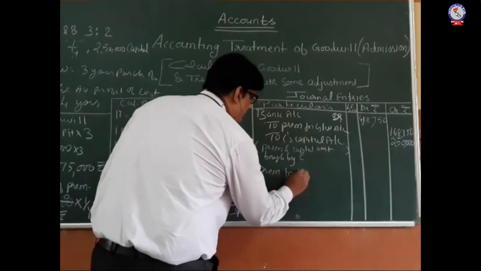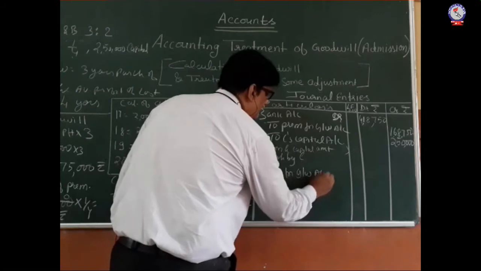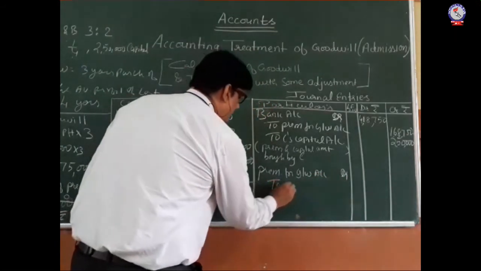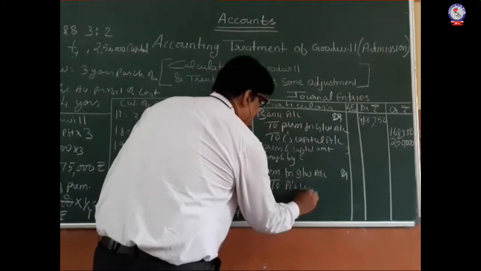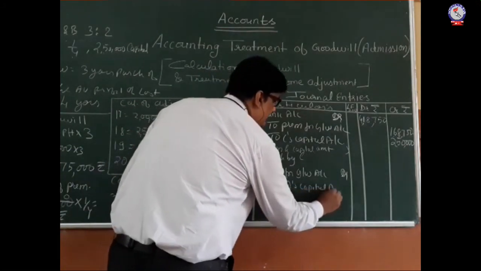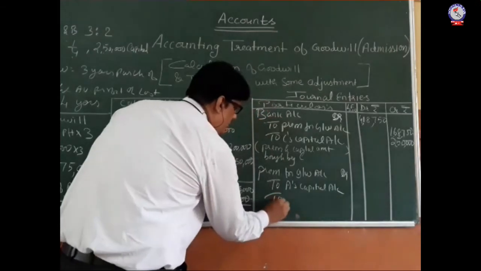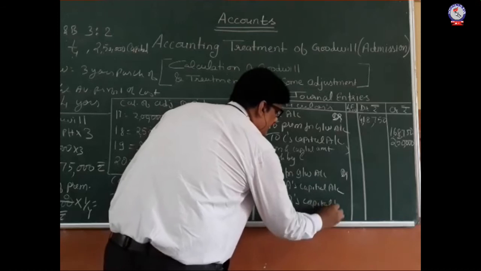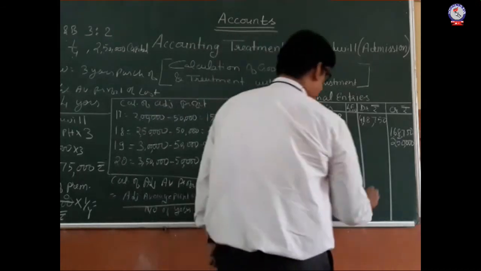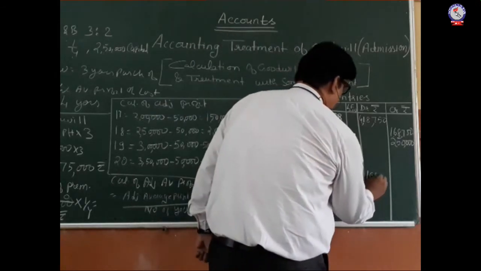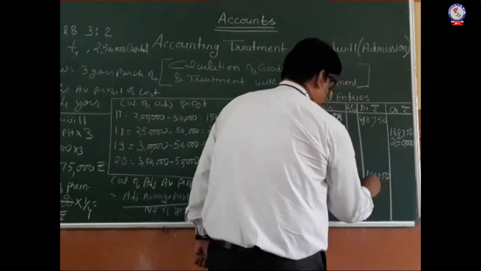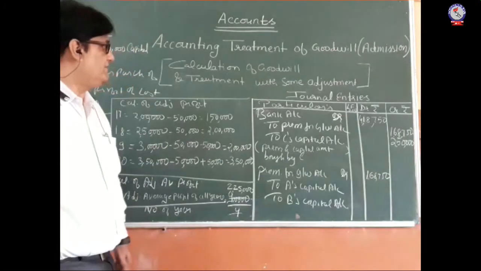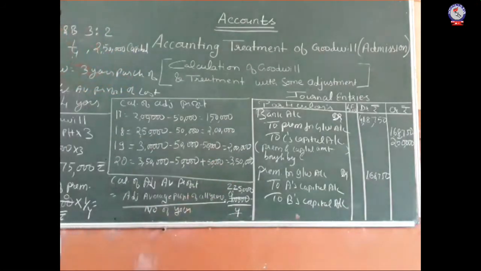So now the entry will be premium for goodwill account debit to A's capital account and to B's capital account. So total premium is 1,68,750. So this will be divided in the ratio 3:2. So division will take place in the ratio of 3:2.